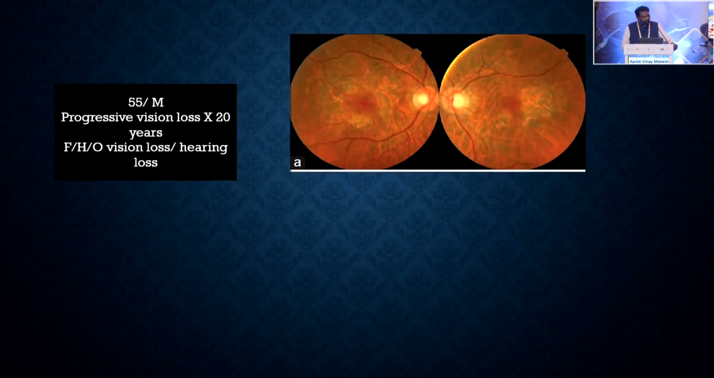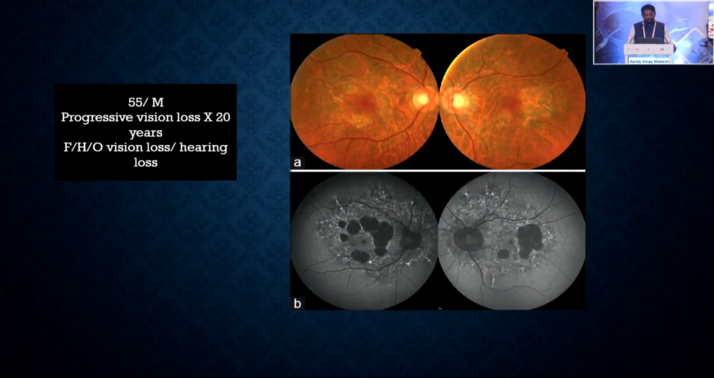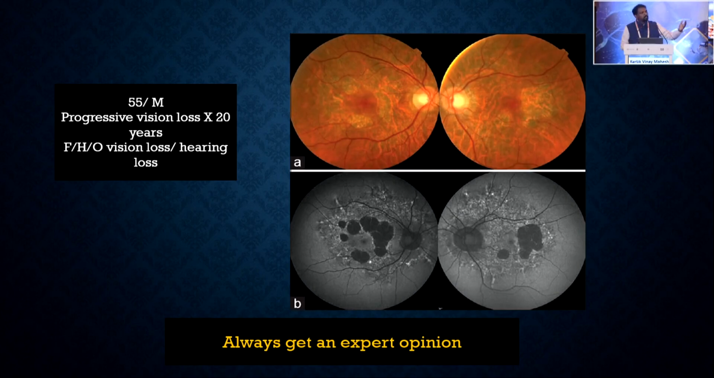The next case is an elderly male patient with chronic vision loss for 20 years. He has a family history of vision loss. There's hearing loss. I look at this fundus. I say, oh, there is bilateral optic atrophy. This is definitely some Leber's or associated mitochondrial disorder. I send this to my ophthalmology colleague. He sends me back again this picture. He said this is lattice and cone dystrophy of the retina. This is not mitochondrial.